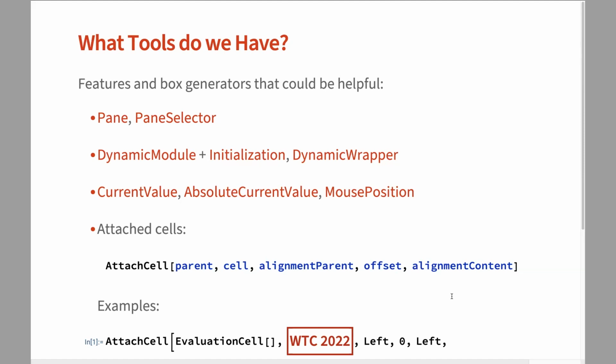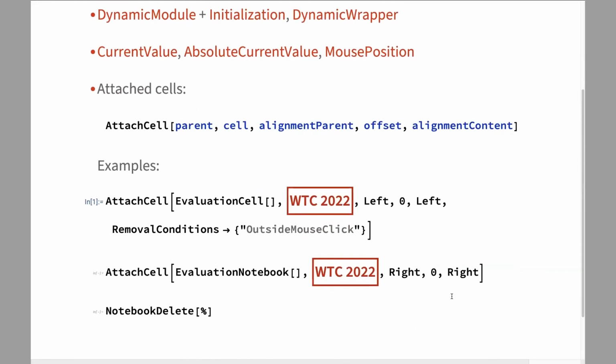We then also have CurrentValue, AbsoluteCurrentValue, and MousePosition. Basically, these are ways of querying various states of the front end, and these are very powerful, as John mentioned the other day. And then finally, we have attached cells, and this is going to turn out to be quite important.